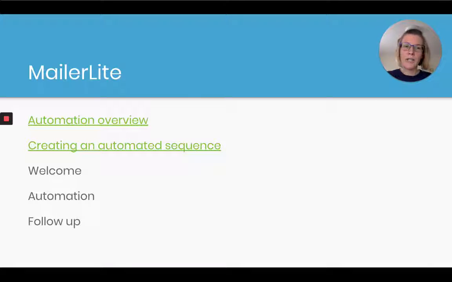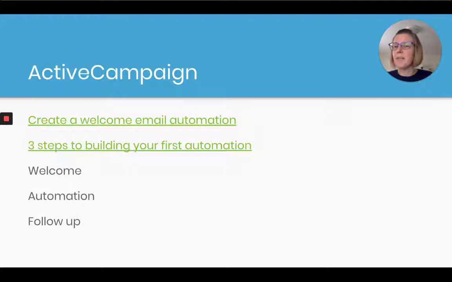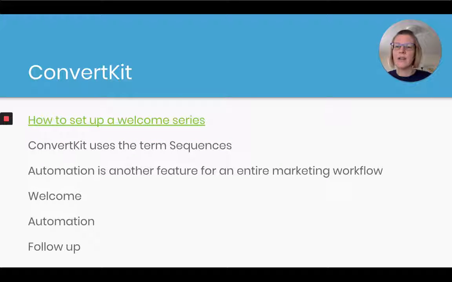Now we'll talk about MailerLite, ActiveCampaign, and ConvertKit, but I'm going to walk through the rest of this presentation first, and then I'll come back and show you the specific how-tos. I have some links on each of these slides so that you can look at the documentation or some things that other people have written about these software platforms. So here's a link for automation overview and creating an automated sequence. ActiveCampaign, how to create a welcome email automation and 3 steps to building your first automation. And then ConvertKit, how to set up a welcome series.